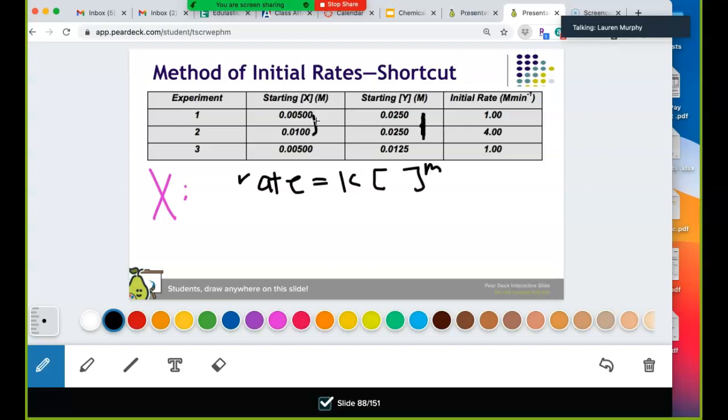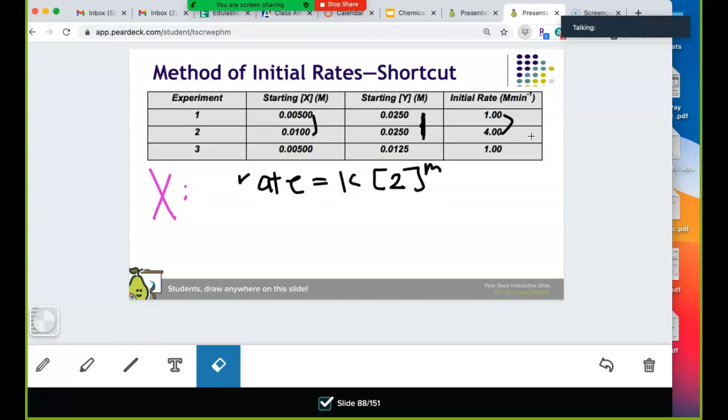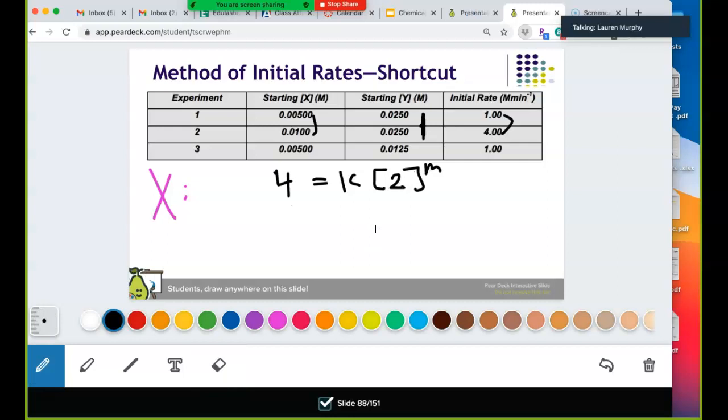What is the concentration doing for X between 1 and 2? So this requires you to be able to see the numbers conceptually. 0.005 to 0.01, the concentration is doubling, right? Concentration, that's what this bracket means, is doubling. What's the rate doing between 1 and 2? Quadrupling, is that right? 2 to the what is 4? 2. Yeah? So this has to be a 2.